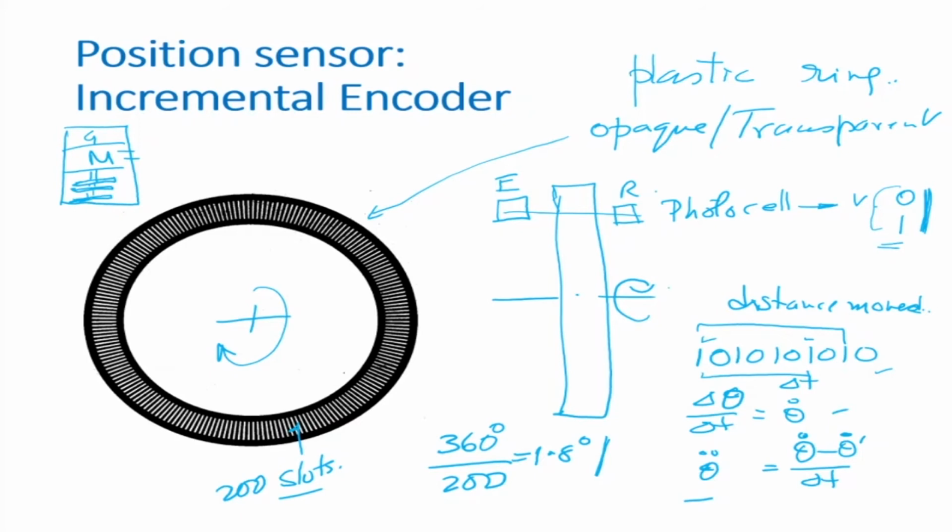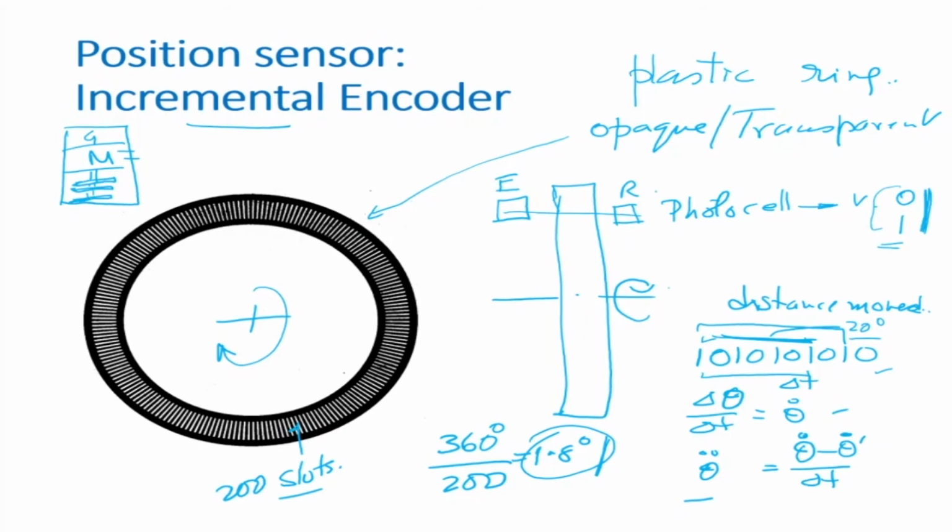Now the two disadvantages of this are there. The first is that 360 by 200 is 1.8 degrees, which is not much. Okay, so in terms of resolution, it is not much. The second problem that comes up is that this is an incremental device. Now, being an incremental device, there is no absolute position referencing. So it can tell you how much it has moved, but this is incremental. It is not absolute. So for example, if this corresponds to 20 degrees, it has moved 20 degrees, okay, but from where? Okay, that you don't know.